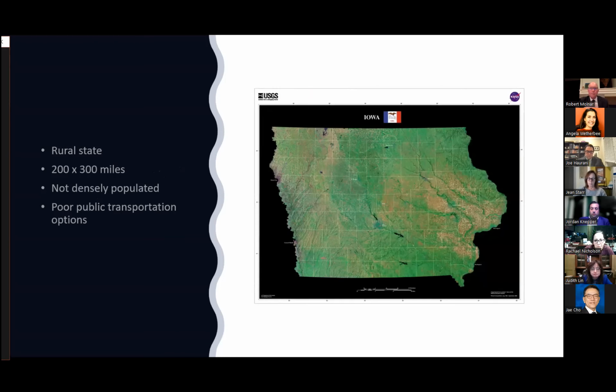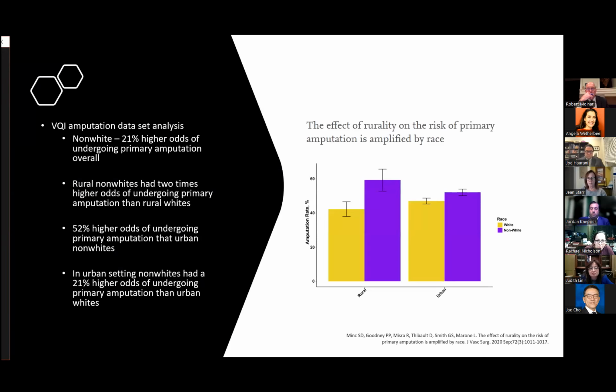So, like I said, Iowa is a very rural state. It's not densely populated by any means. And we basically have zero in the way of public transportation options for our patients. And many of our patients drive 2 to 3 hours just to come to clinic visits. And often there's not local expertise in those rural areas where a lot of them live. So it creates a lot of challenges to the longitudinal care of our patients.